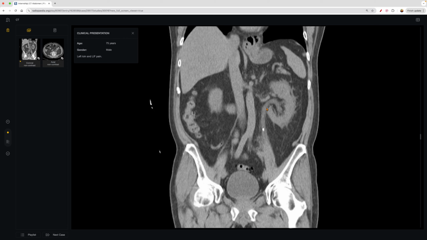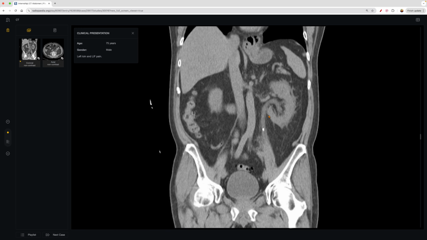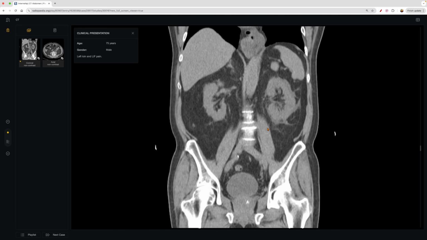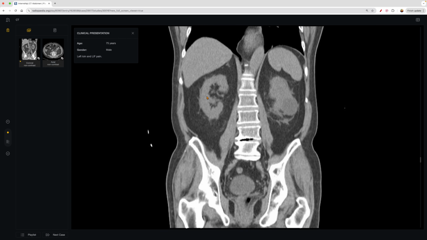Alrighty, so this case here, we have a 75-year-old male with back pain, some pain in their lower back here. And this is typical of nephrolithiasis or kidney stones, renal calculus, all synonymous here. So as we see here, this is a non-contrast study, which is appropriate.